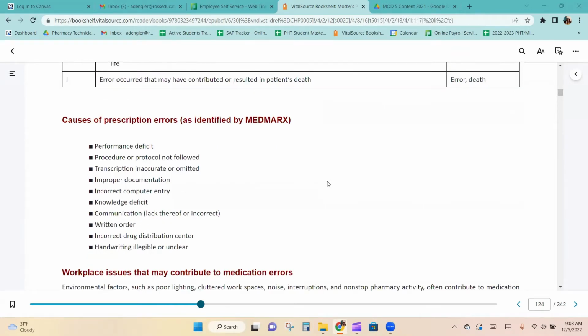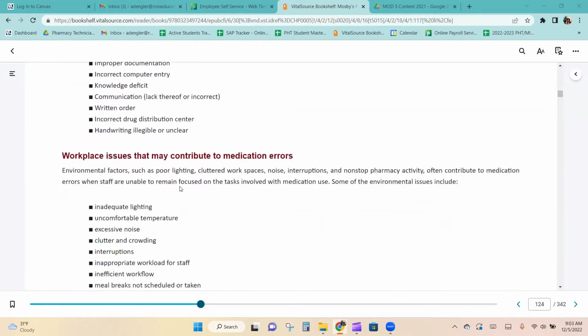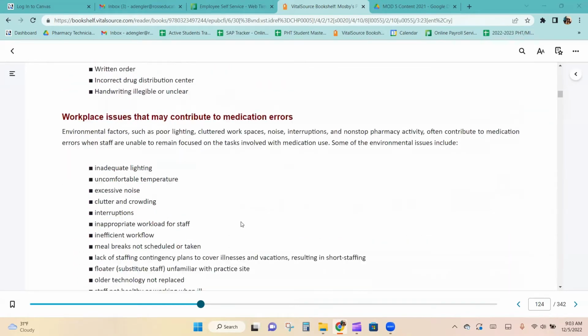So identified by MedMARx, we have these causes of prescription errors. Performance deficit, procedure or protocol not followed, transcription inaccurate or omitted, improper documentation, incorrect computer entry, knowledge deficit, communication lacking or incorrect, a written order, incorrect drug distribution center, and handwriting illegible or unclear.